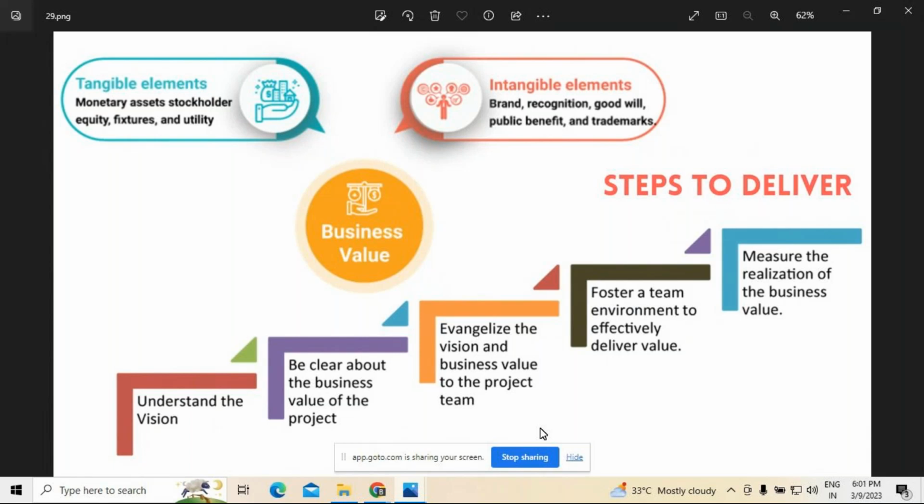Right. So this is all about business value, and tomorrow I'm going to discuss other points, because I have some left over. So those points I'll be discussing in tomorrow's session.